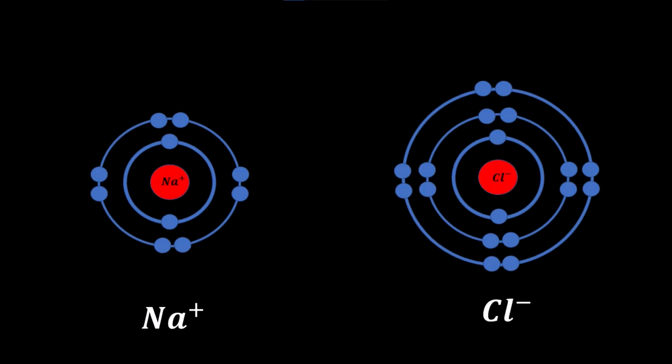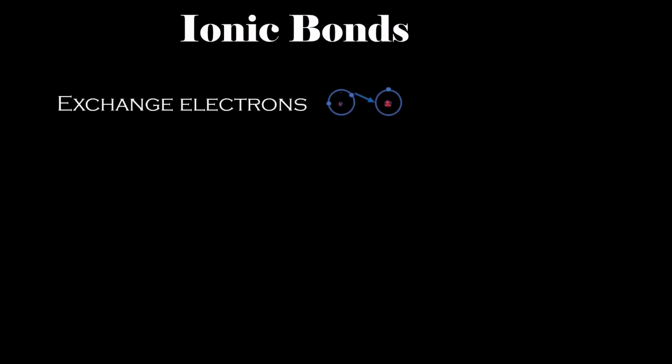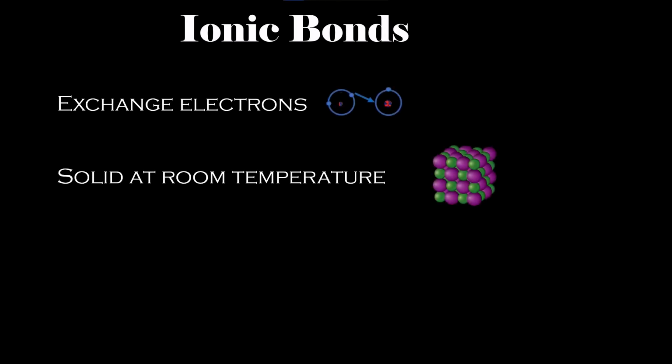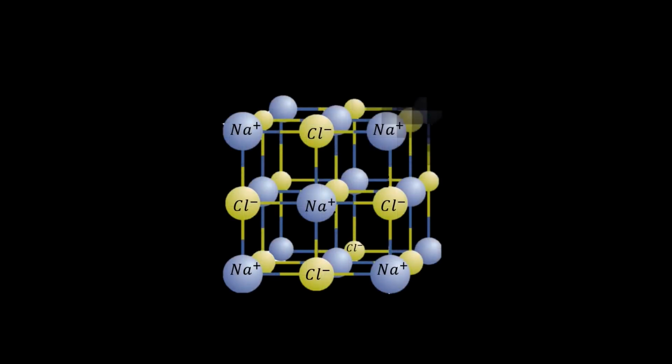As you might know, positive gets attracted towards negative. Similarly, the positively charged sodium gets attracted to the negatively charged chlorine, hence forming the sodium chloride or table salt. This type of bonding involves exchanging electrons. Normally, compounds formed by ionic bonds are solid at room temperature. This type of bonding can also form ionic lattices. Na+ Cl-, Na+ Cl-, Na+ Cl-, and you form a cubic structure like this. Sodium chloride is an example of an ionic lattice.